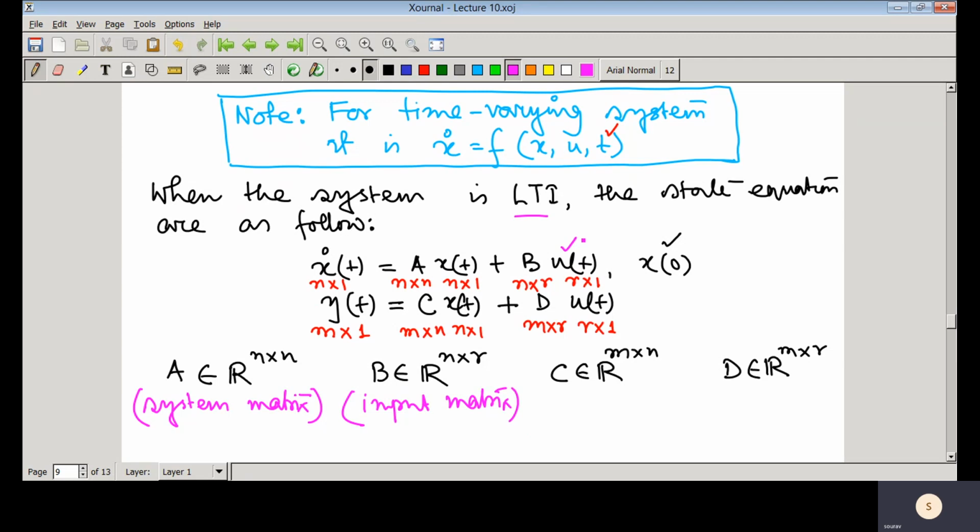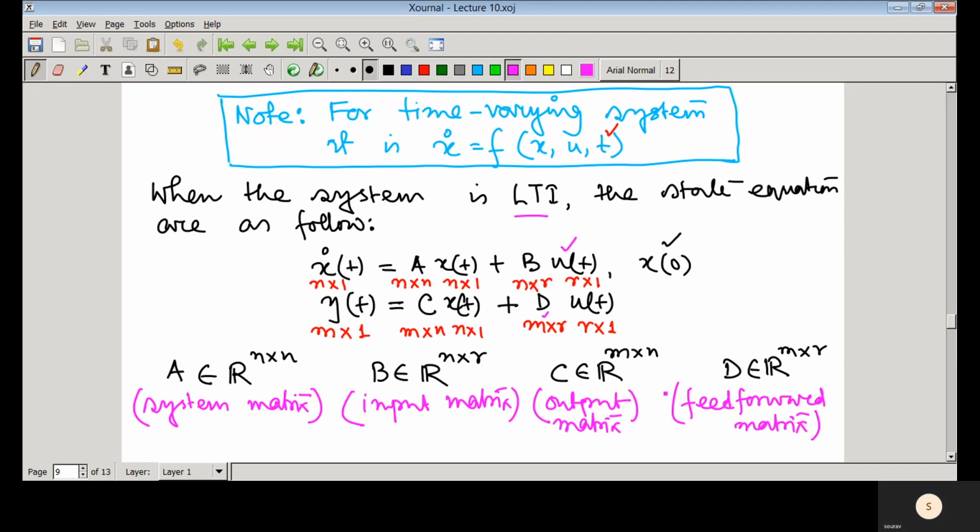But again, you may say that D is also associated with that U, then why is D not the input matrix? We'll see later that it has a different name. It is called the feed forward matrix. So we'll describe later why it is called the feed forward matrix. Then C is the output matrix, because it is associated with that output, so that's why it is the output matrix.